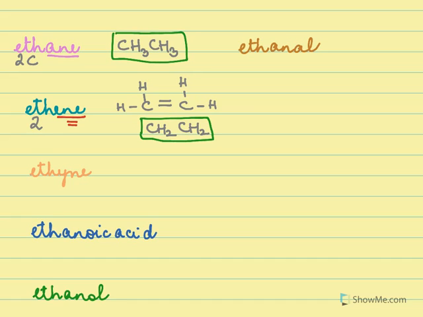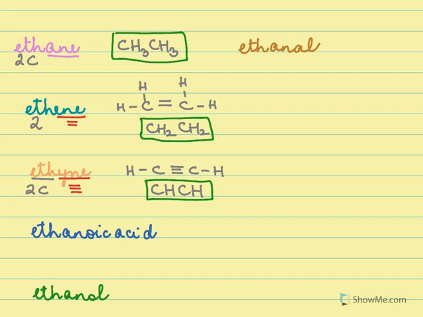Now next one is ethyne. Ethyne, Y-N-E, means a triple bond. It means two carbon with a triple bond. So we write two carbons, and now we're going to put a triple bond here because it's ethyne. For this carbon only one hydrogen we can attach, and here too only one hydrogen. So now it becomes CH-CH. Now CH-CH with a triple bond is ethyne.